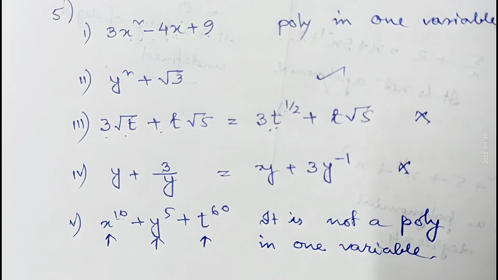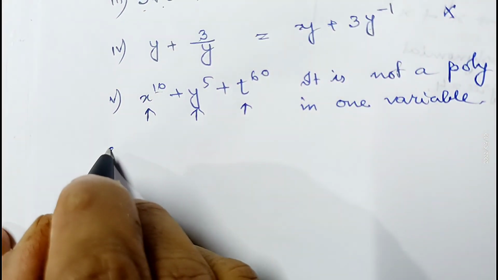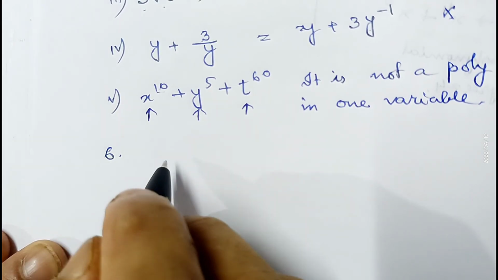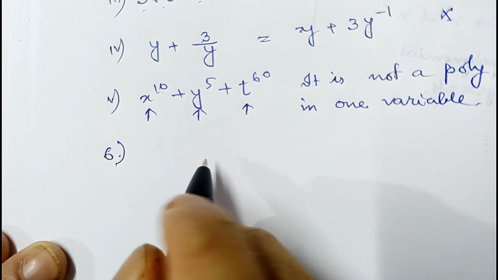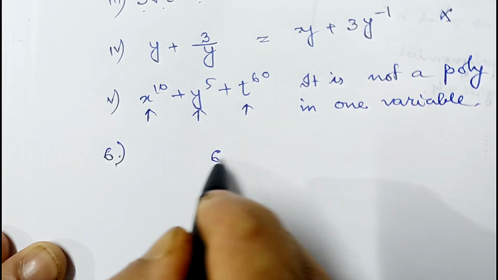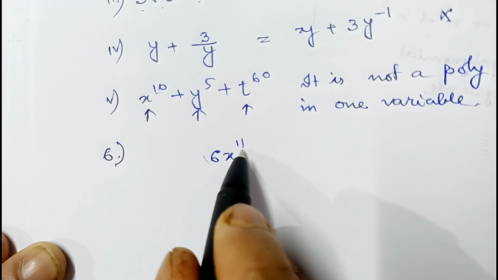Let me discuss last question from this exercise, that is question number 6. In question number 6, it is given example of a monomial of degree 11. Monomial means there should be only one term and it is given degree is 11, so we can write 6x to the power 11. It's a monomial and degree of this one is 11.